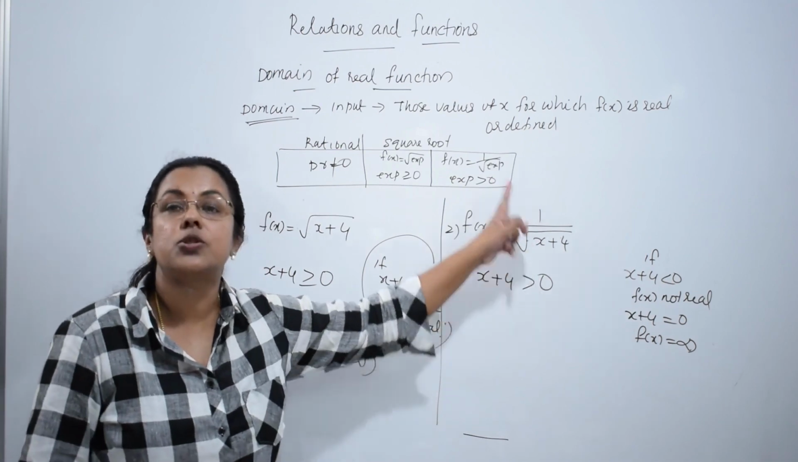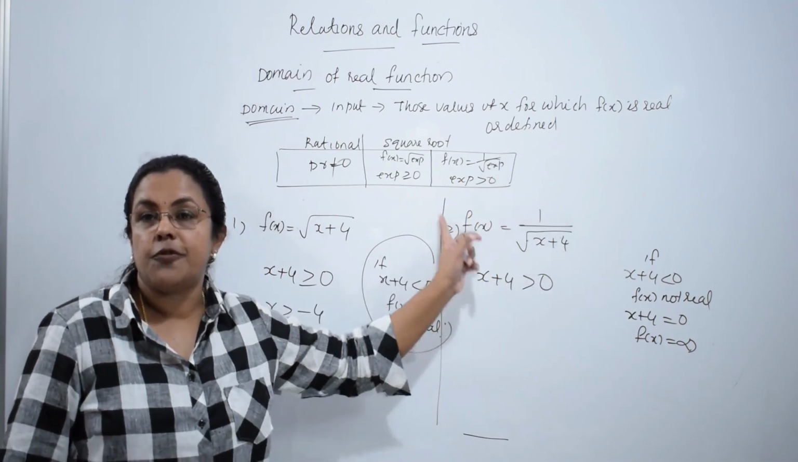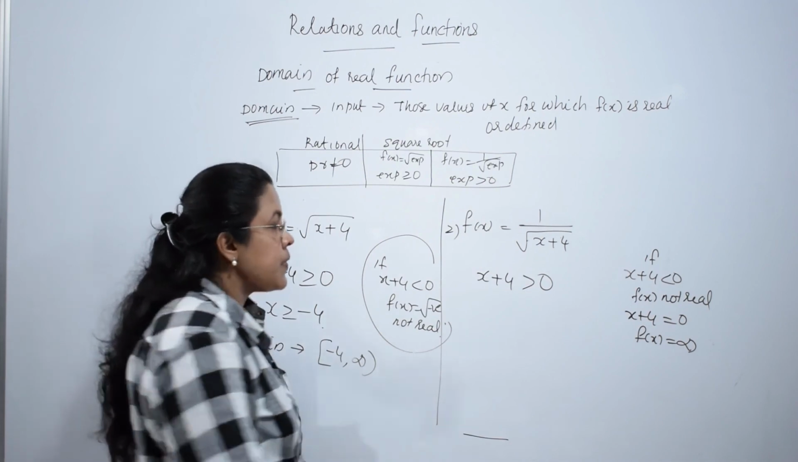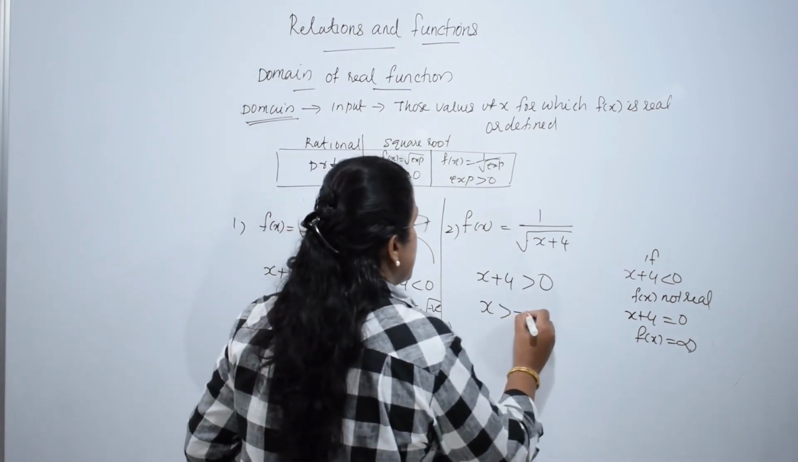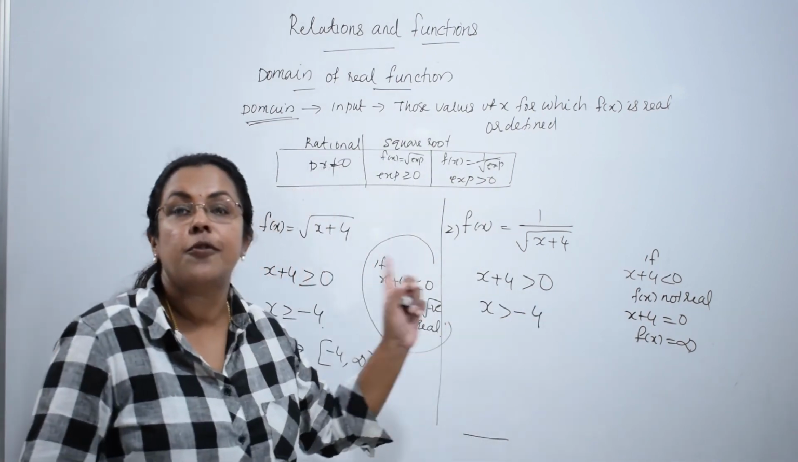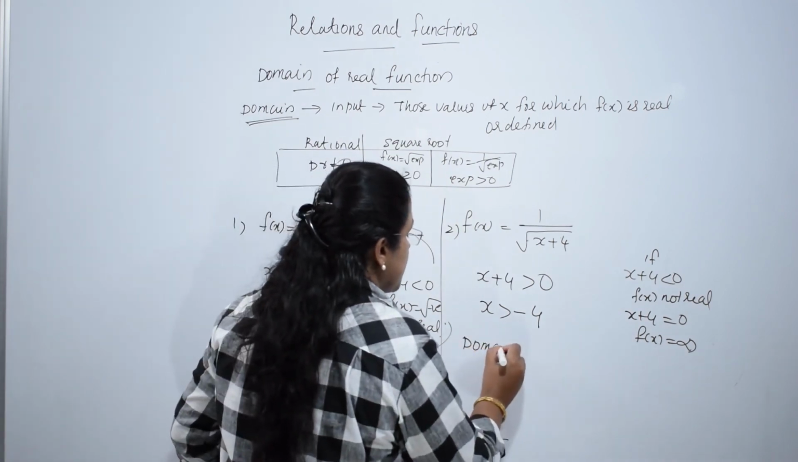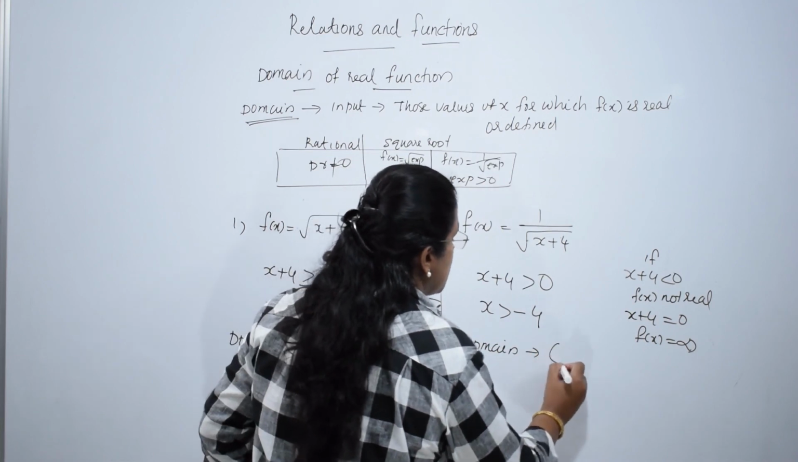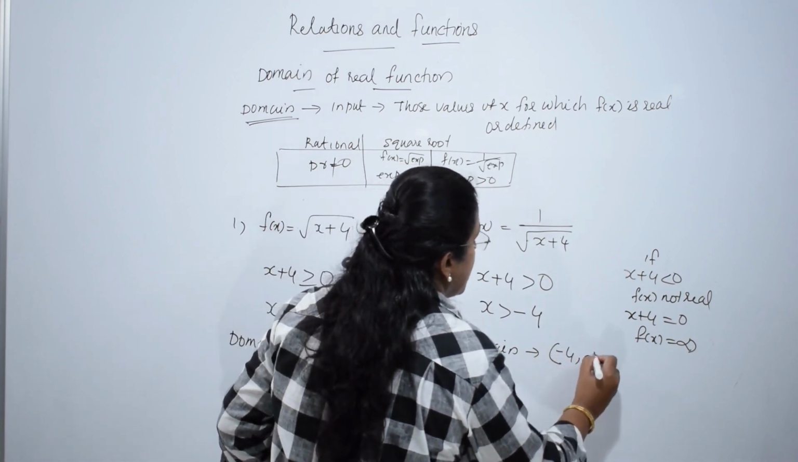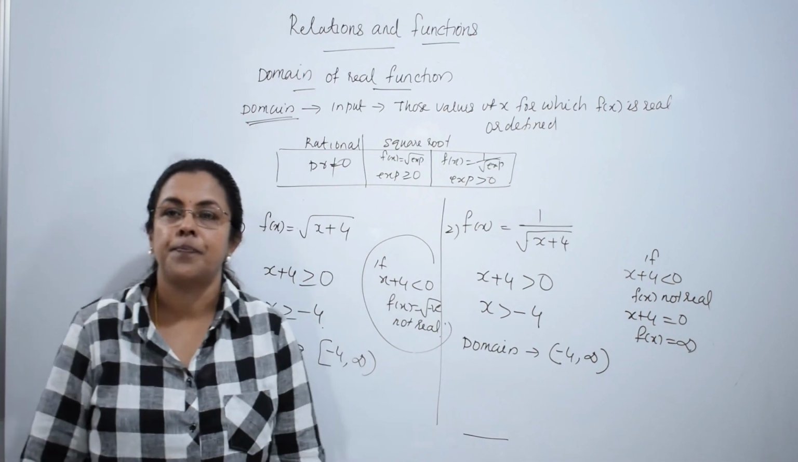If it is equal to, it becomes infinity. f of x becomes not defined. That means x greater than minus 4. Here minus 4 is not included. So the domain is equal to the open interval minus 4 to infinity.